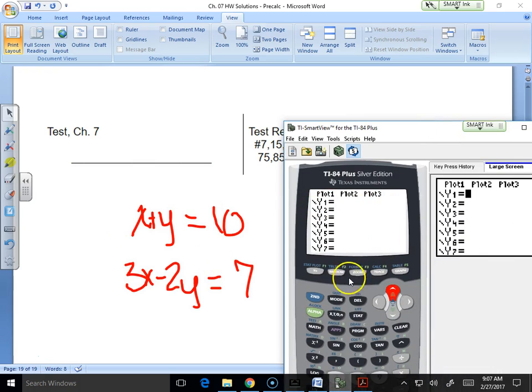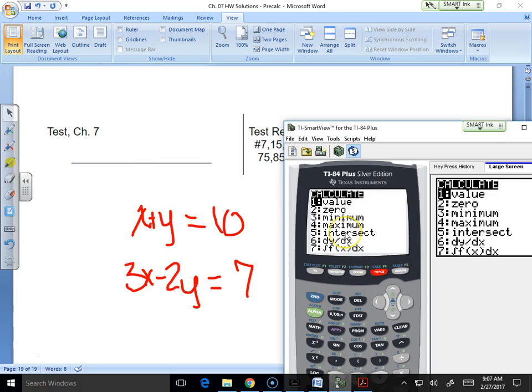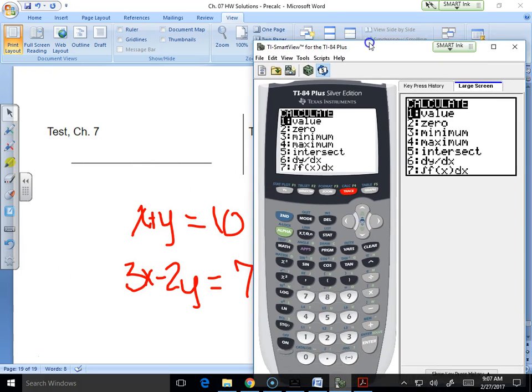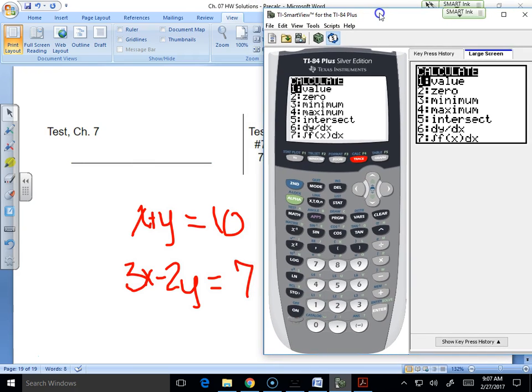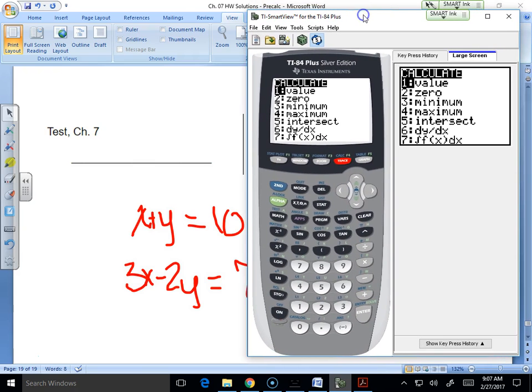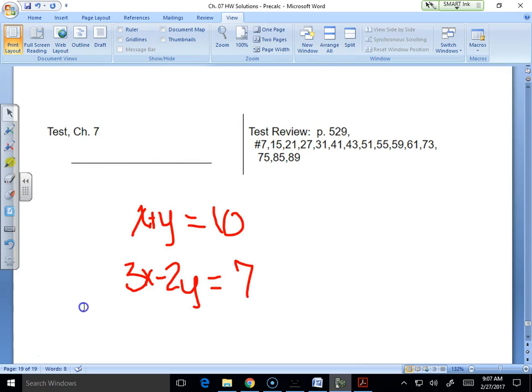So you can graph it, you have to play with your window a little bit, and then you can do second trace, find the intersection, right? Find the intersection, and it should match up with the x and y that you found by hand. That's one way to double check your work, or to use your graphing calculator if instructed. One more time, double check your work, or use your graphing calculator when instructed.